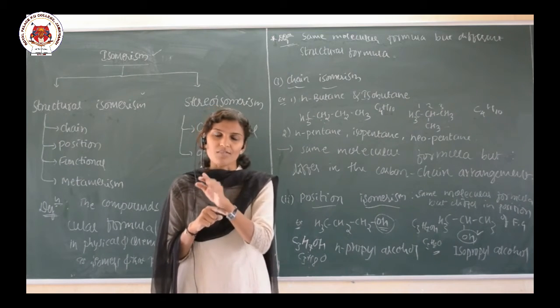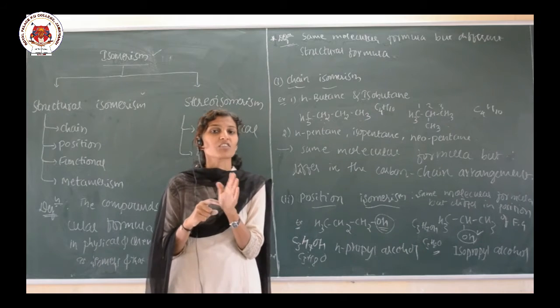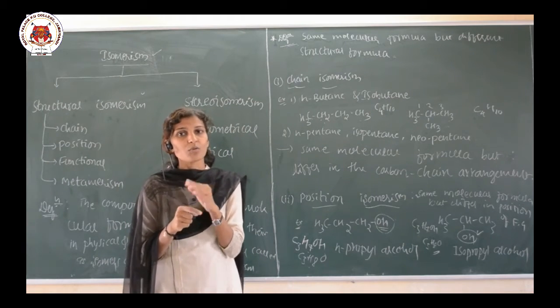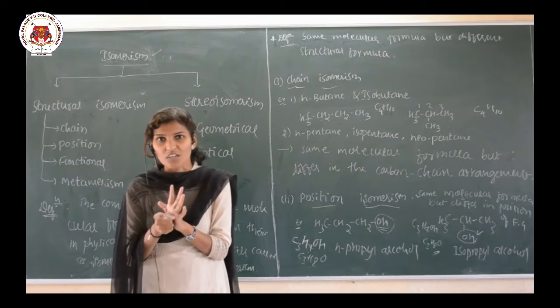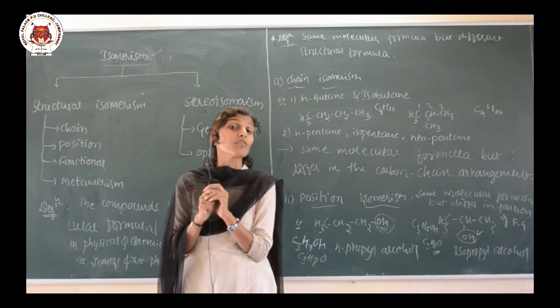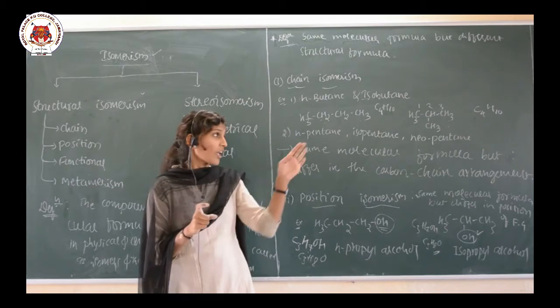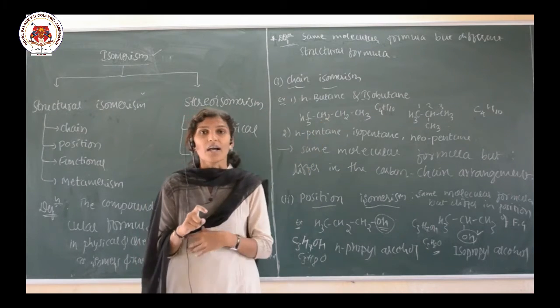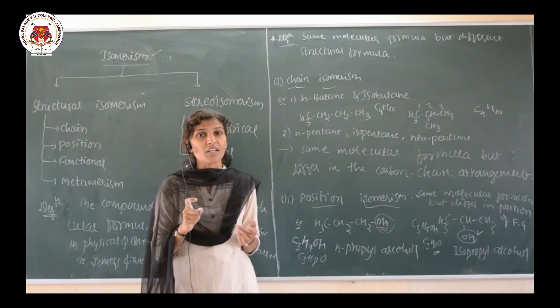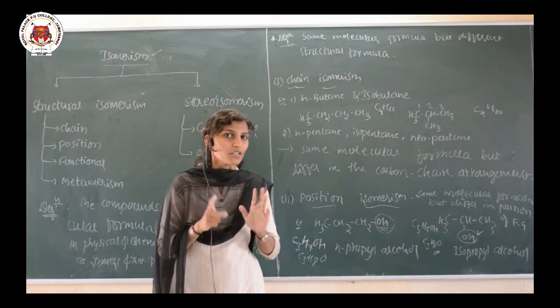Structural means having the same molecular formula, but the structural formula is different. In that, we are going to discuss chain isomerism. So what is chain isomerism? The compounds have the same molecular formula but differ in the carbon chain. Example here: n-butane and isobutane, and n-pentane, neopentane, as well as isopentane, is the homework for you.